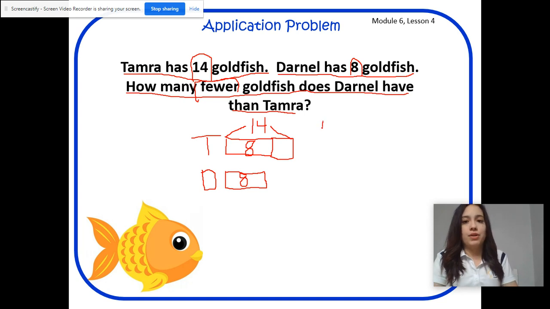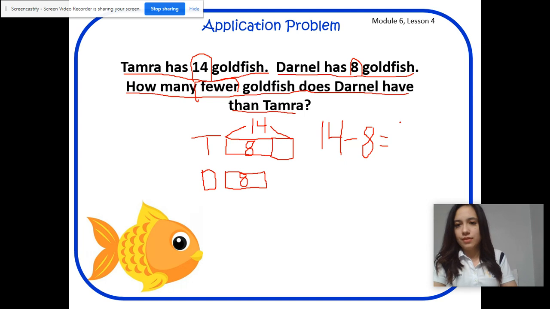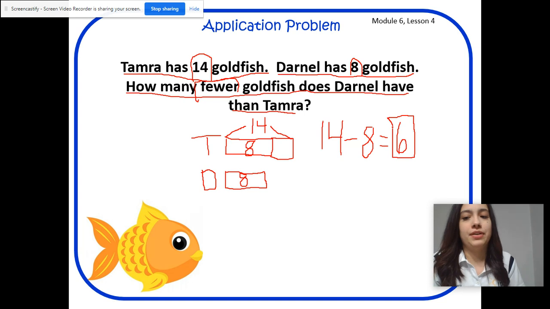I write, you write. We're going to write 14. Remember when we subtract, we start with the big number minus 8 equals 6. And we box our answer. Very good. So now we already have a number sentence.